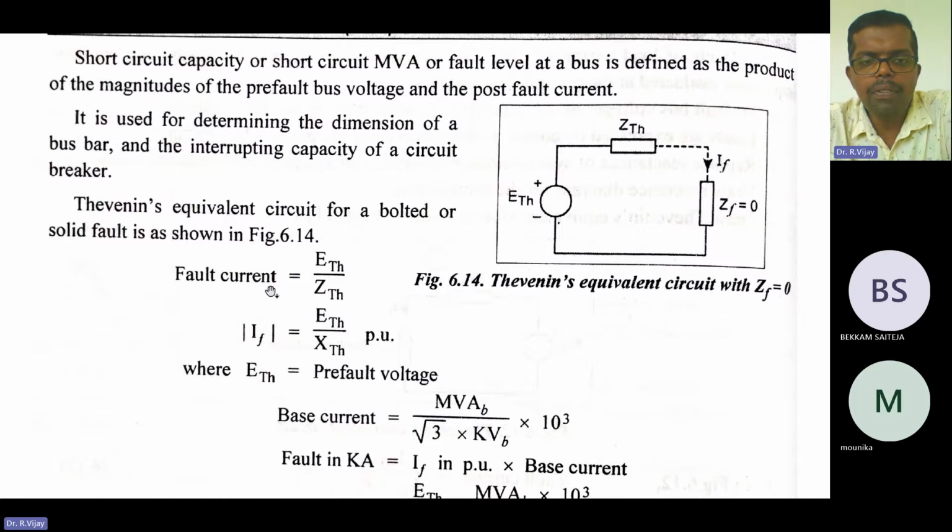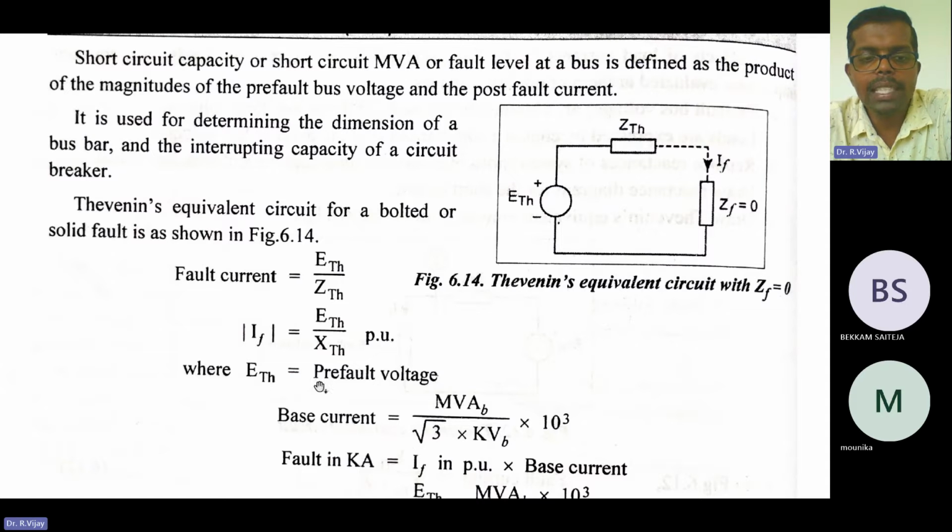How to calculate this fault current? With Z Thevenin, E Thevenin divided by Z Thevenin. So that is I is equal to V by Z. Next, how to calculate the fault current with the admittance, with the reactance, in the same way: IF is equal to E Thevenin divided by Z Thevenin, that is in per unit. So all in per unit.